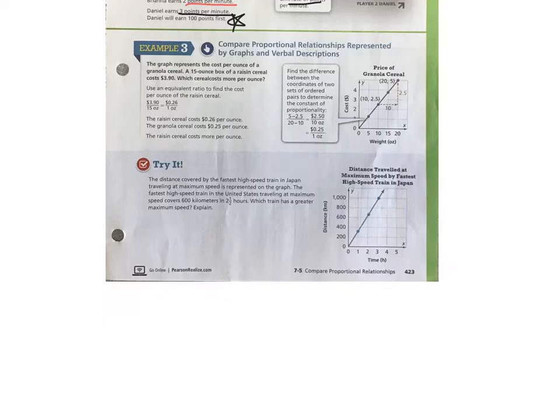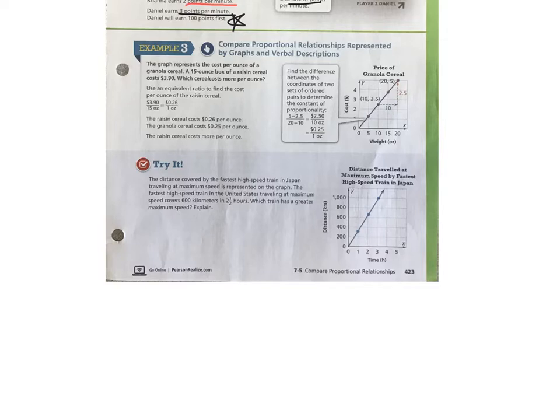And finally, let's check out example 3. Compare proportional relationships presented by graphs and verbal descriptions. The graph represents the cost per ounce of a granola cereal. A 15-ounce box of raisin cereal costs $3.90. Which cereal costs more per ounce? In this case, we're not looking for the best rate. We're looking for which one is the most expensive.